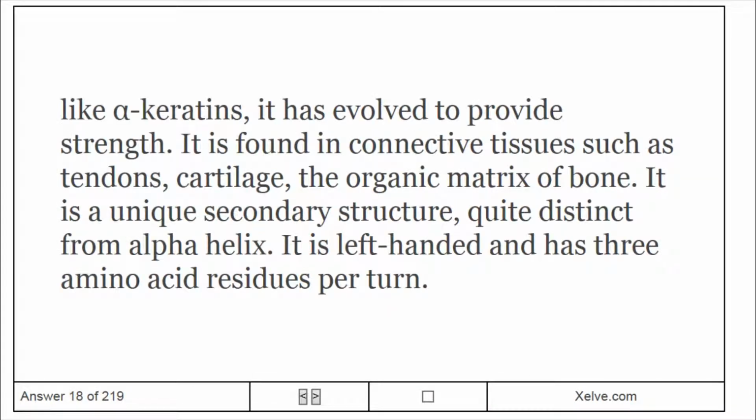Collagen. Like alpha-keratins, it has evolved to provide strength. It is found in connective tissues such as tendons, cartilage, the organic matrix of bone. It is a unique secondary structure, quite distinct from alpha helix. It is left-handed and has 3 amino acid residues per turn.